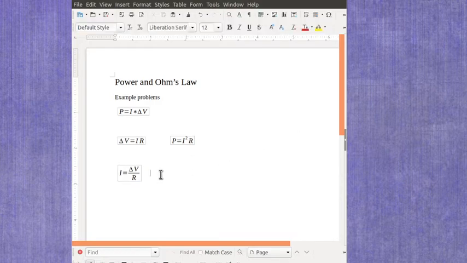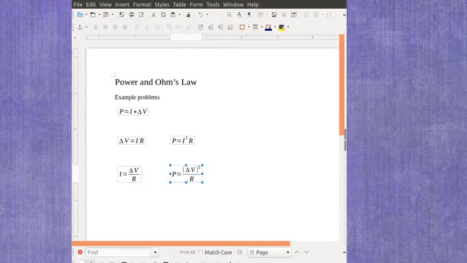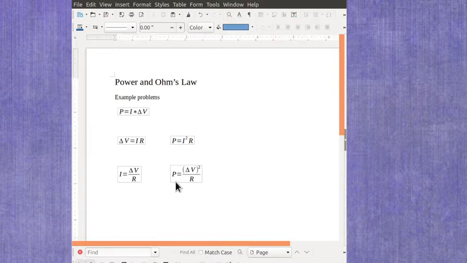Similarly, if you know the voltage and the resistance, you can either find the current and then use that in your original power equation, or substitute it in so that it's the voltage squared divided by the resistance.